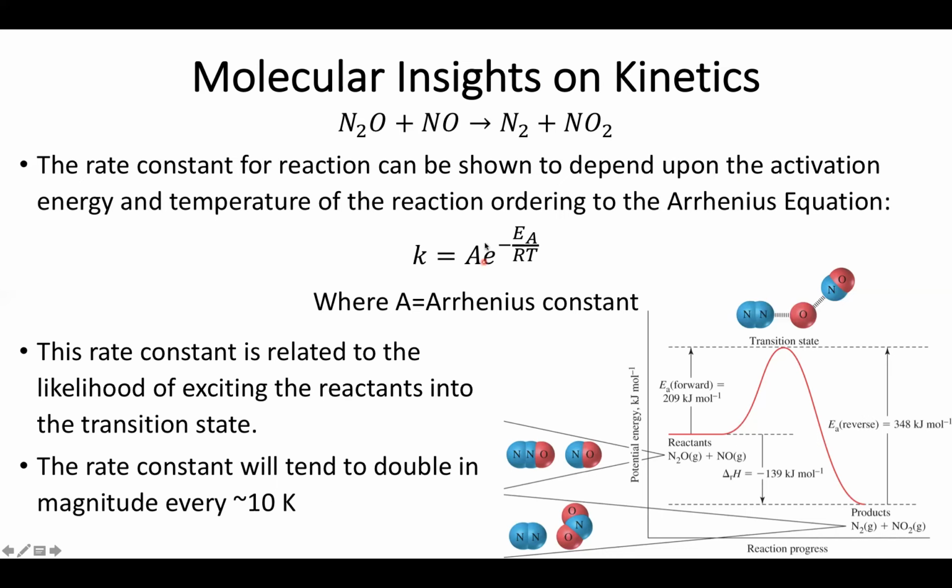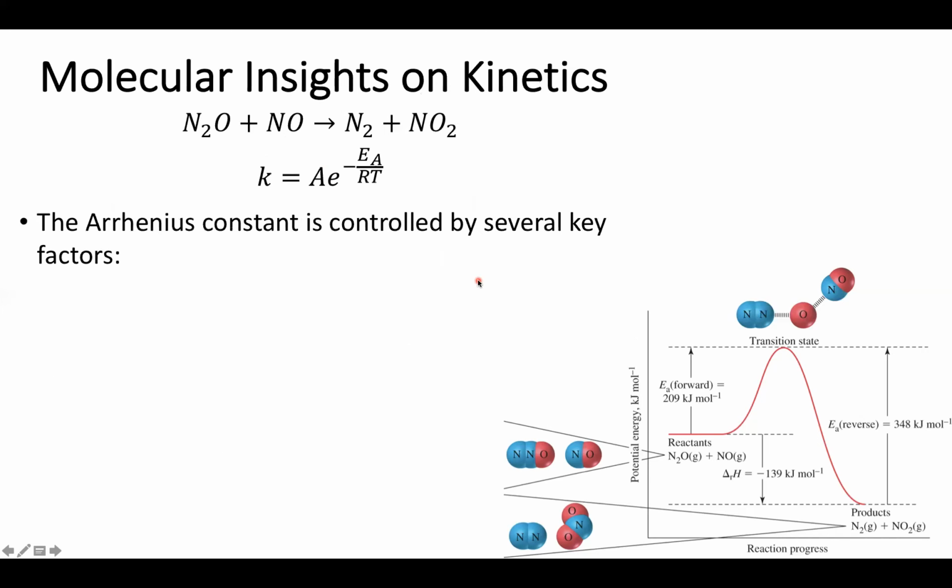However, we also have a dependence upon this Arrhenius constant. So let's go ahead and talk about that for a quick second. The Arrhenius constant is going to be controlled by several key factors. And the first of which is no surprise. It's going to be the order of the reaction, because you'll note there should be no units on this exponential term. We have energy divided by energy. So exponentials never really offer anything to units.